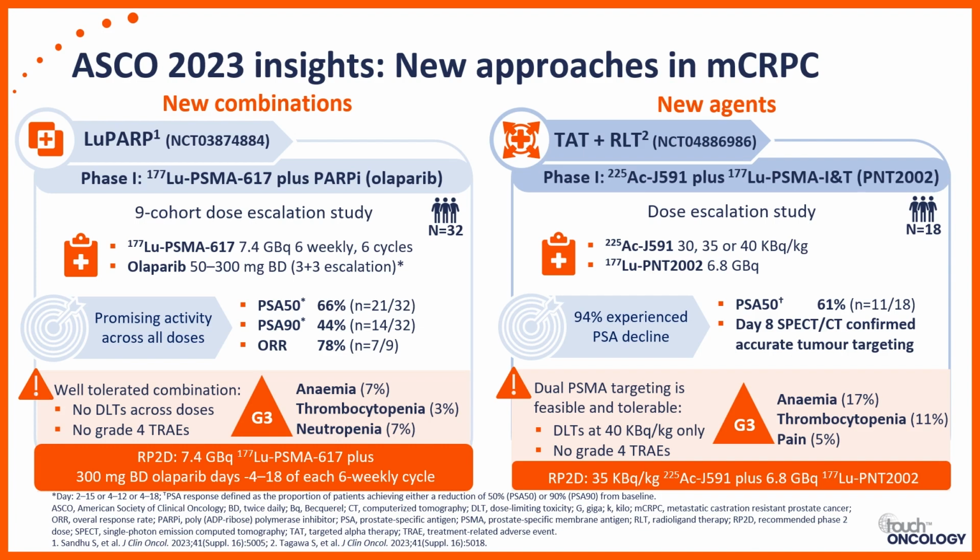This was a study that looked at lutetium given every 6 weeks, 6 cycles, with olaparib in a typical modified Fibonacci schema. You can see PSA responses or PSA decline, and they didn't meet any DLT, but you could see some of the unique side effects related to therapy. So I think that they're moving forward with a randomized phase 2, looking at the combination, and we'll see what that data looks like.